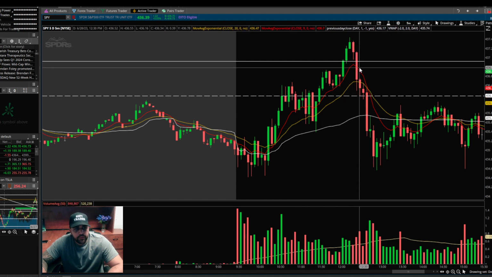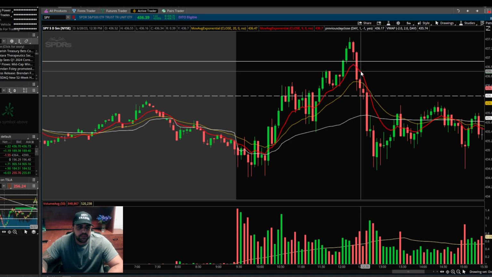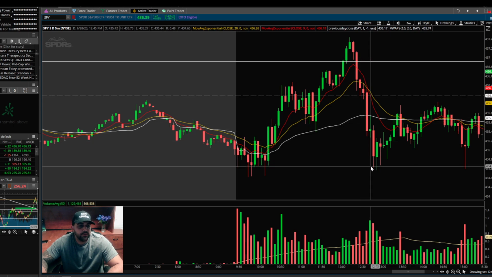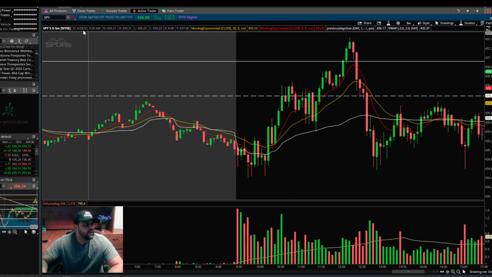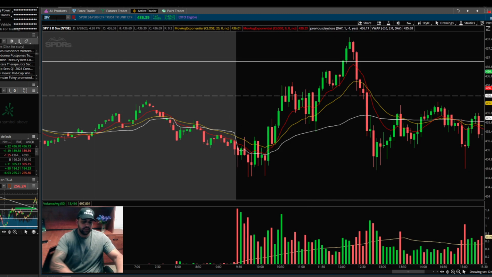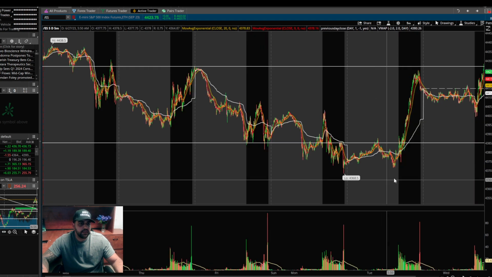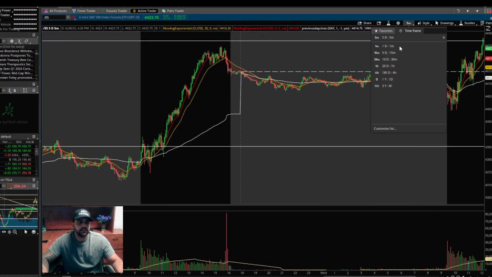But when that broke right here, you think all the bulls covering their positions, we kept falling all the way to the opening basically. So this is as far as SPY and the ES. What we did here on the ES for you guys.